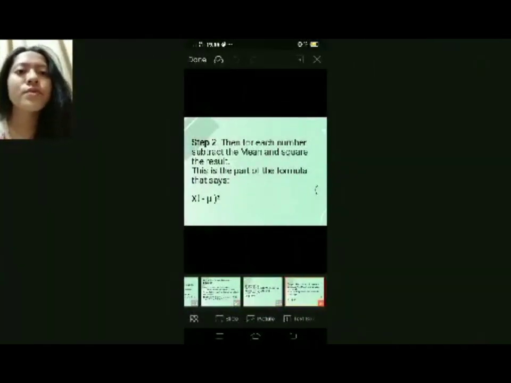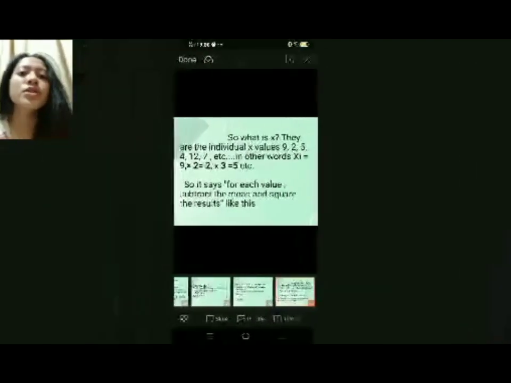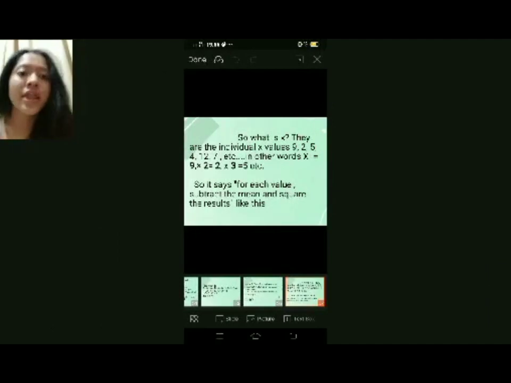So, step 2, then for each number, subtract the mean and square the result. This is the part of the formula: open parenthesis, xi, subtract the mean of all our values, to the power of 2. So, what is x? They are the individual x values 9, 2, 5, 4, 12, 7, etc. So, it says, for each value, subtract the mean and square the result like this.